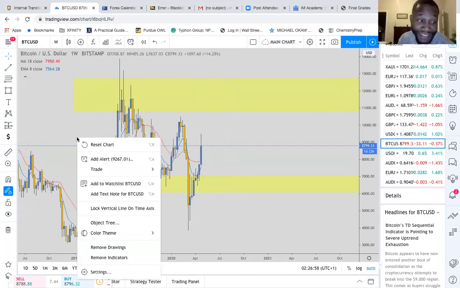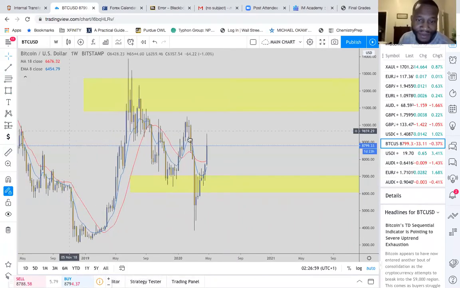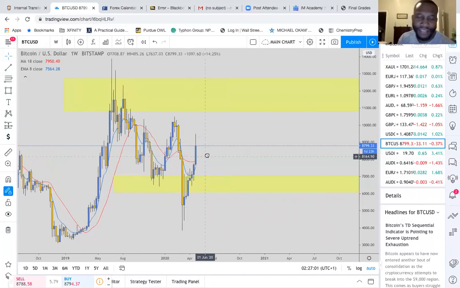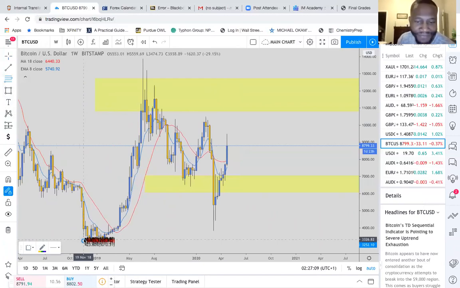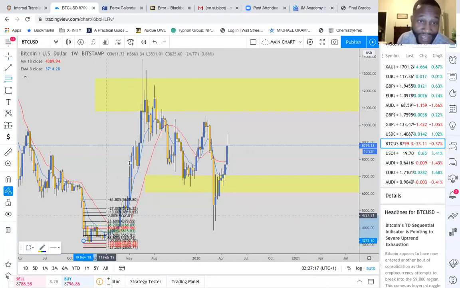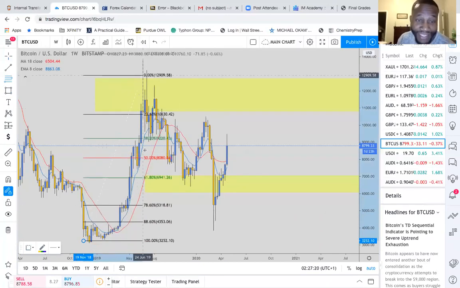But watch this though. I'm about to test you. Why do you think I'm selling this? If I draw my fibs from low to high, where do you think it landed on? What do you think that retracement landed on? From that wick, from the low. Yeah, from this wick to this high, all the way up here. Where do you think it lands?